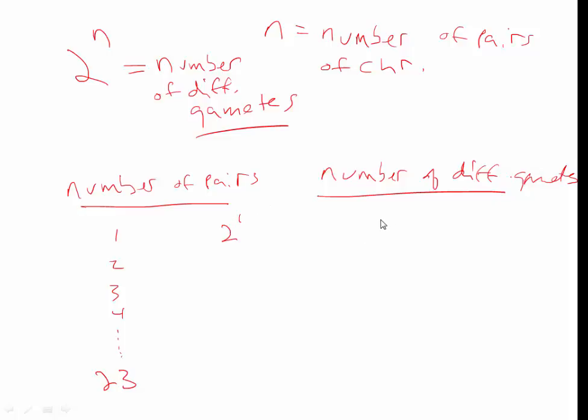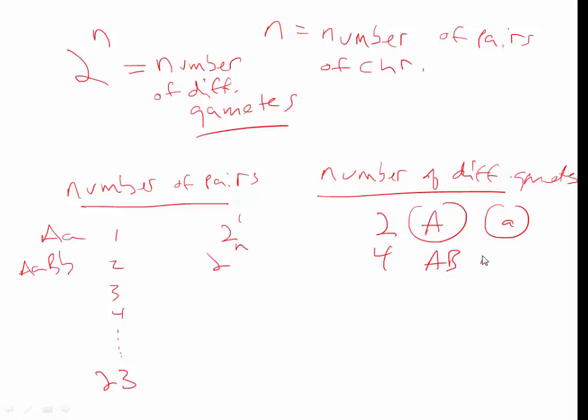So 2 to the 1 is 2. So for big A, little a, we can get big A and little a. 2, big A, big B, little b, 2 to the n, 4 different things. 3, 2 to the 3, 8 different things. 2 to the 4, 16 different things. 2 to the 23rd, so that's humans. That's a big number. 2 times 2 times 2, 23 times. It's somewhere on the order of 8 million.